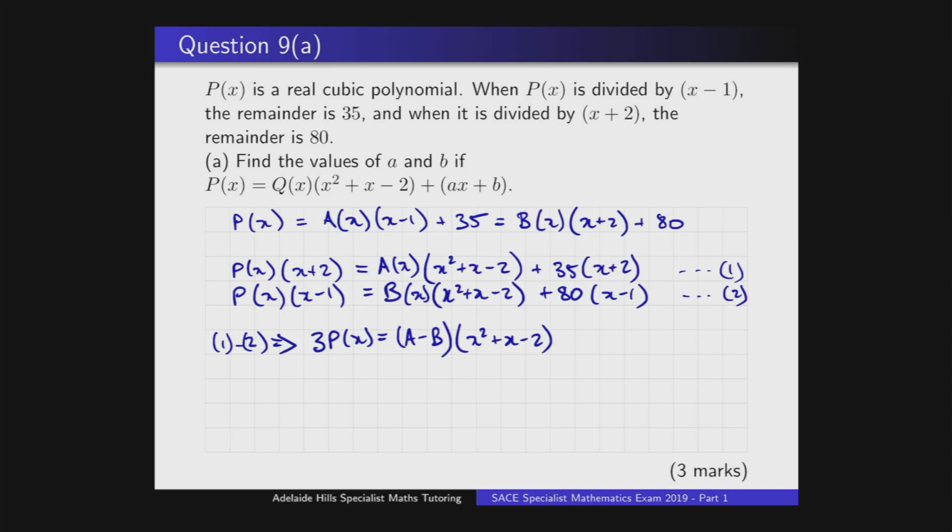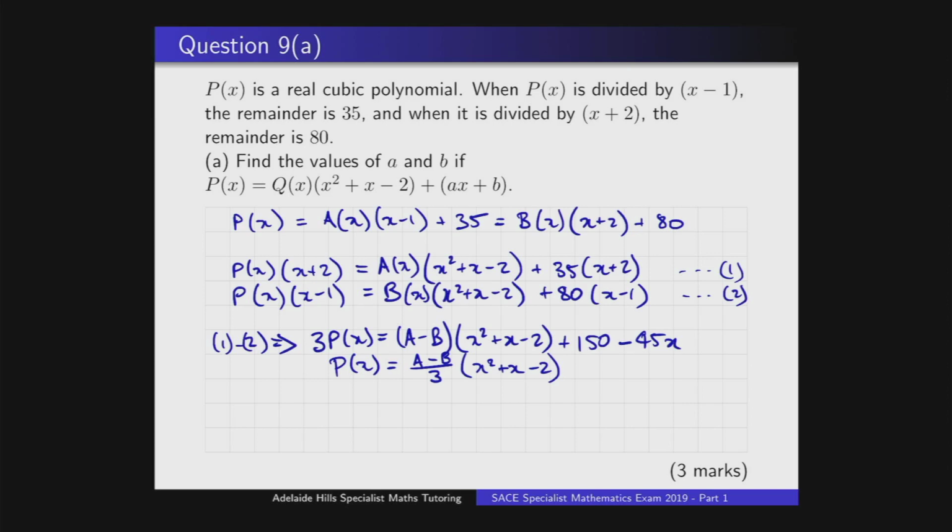And then if we look at the units part, we've got 2 times 35, which is 70, plus 80, so that's altogether plus 150. And then we get 35 times x minus 80 times x, so that's minus 45 times x. If we divide by 3, we get that p of x is equal to (A minus B over 3) times (x squared plus x minus 2).